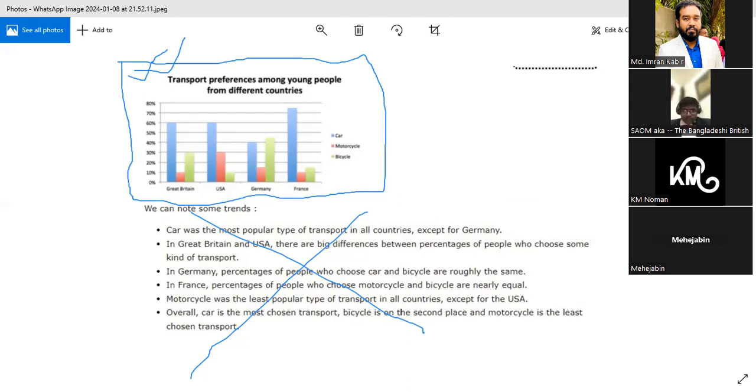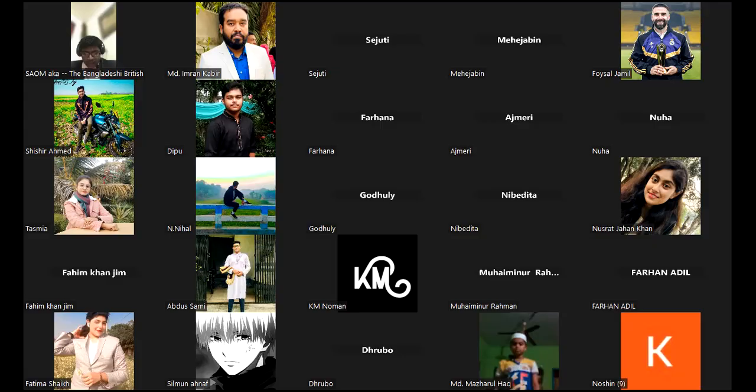In Great Britain, the use of cars is at 60%, and we can see slightly the same thing happening in the United States. Both countries prefer it. Your answer should be one and a half pages, at most two pages. You cannot cross that limit. If you do, your mark could decrease.